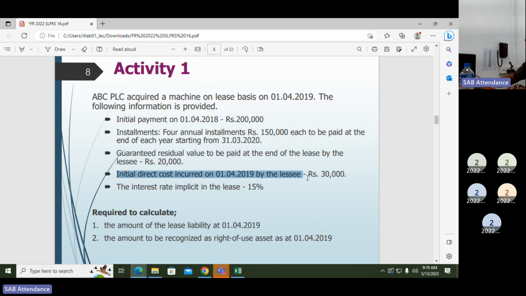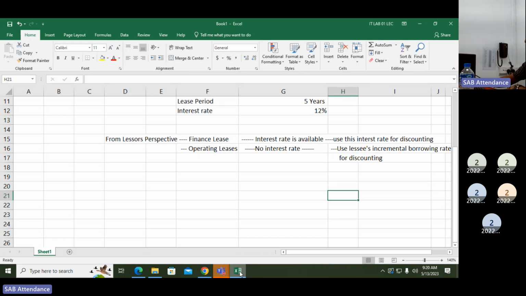Initial direct cost incurred by the lessee is 30,000. Implicit interest rate 15%. Calculate the amount of lease liability, that is the initial measurement of the lease liability, and the amount recognized as right of use asset. Right.